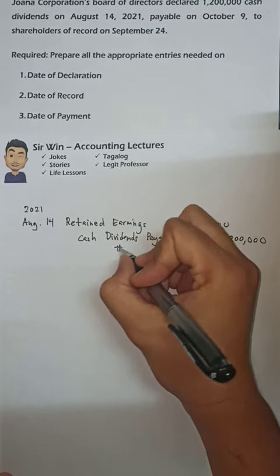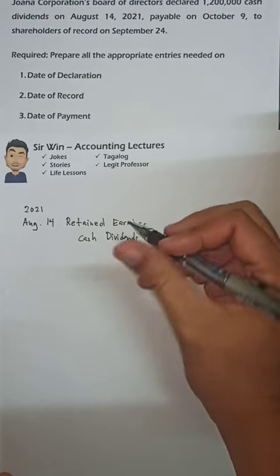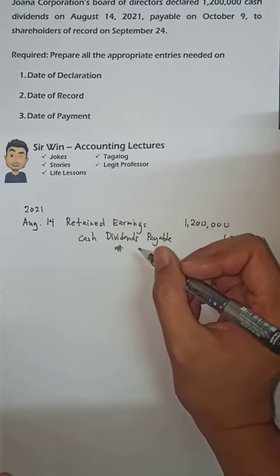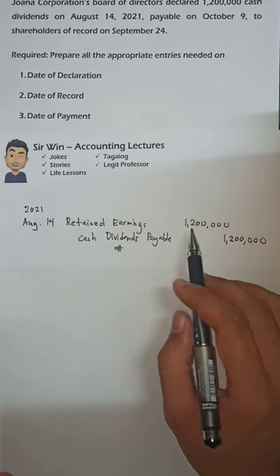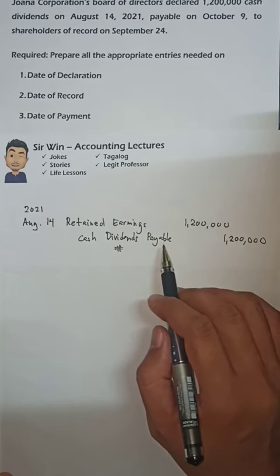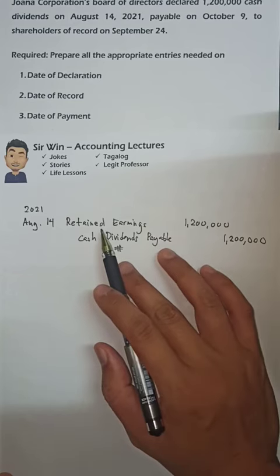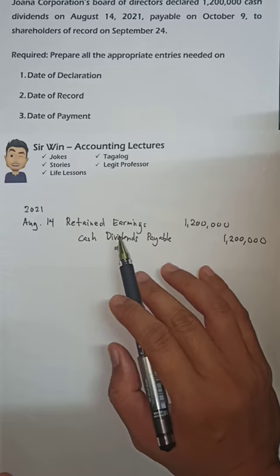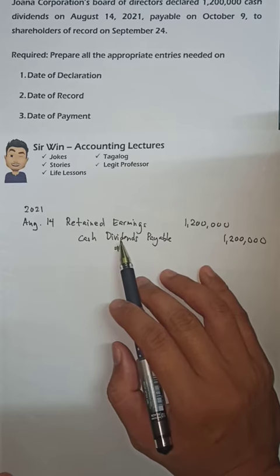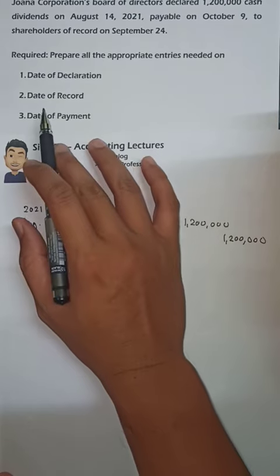Okay, explanation to record dividends payable on the date of declaration. Kasi syempre, ito nga yung babayaran mo, kaya payable pa. Na ang payable nga natin ay nanggagaling palagi sa retained earnings pertaining to the dividends. Now, let's move on with the date of record.